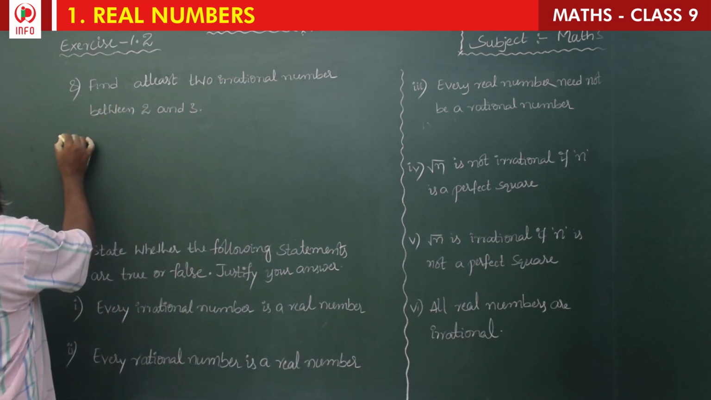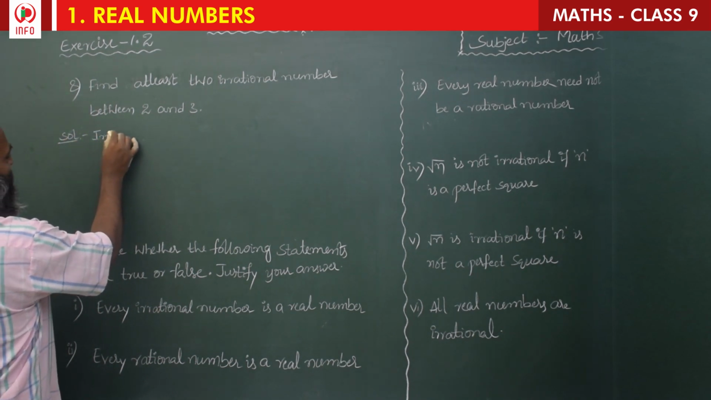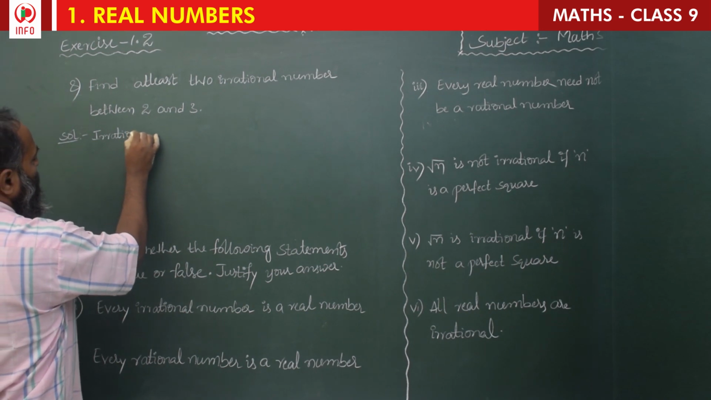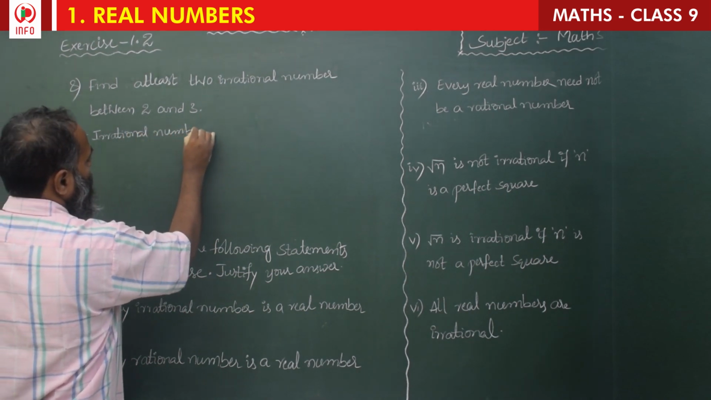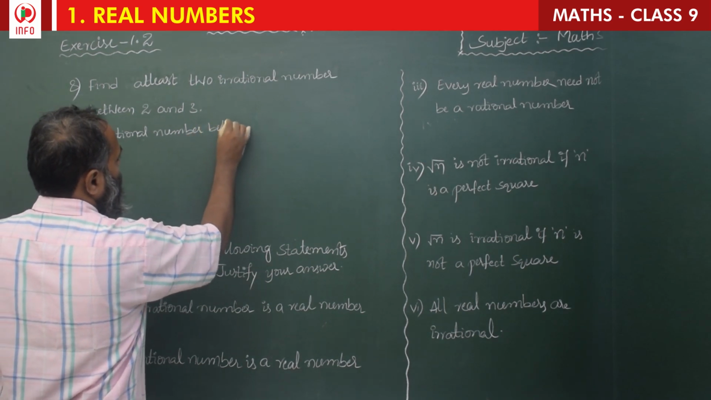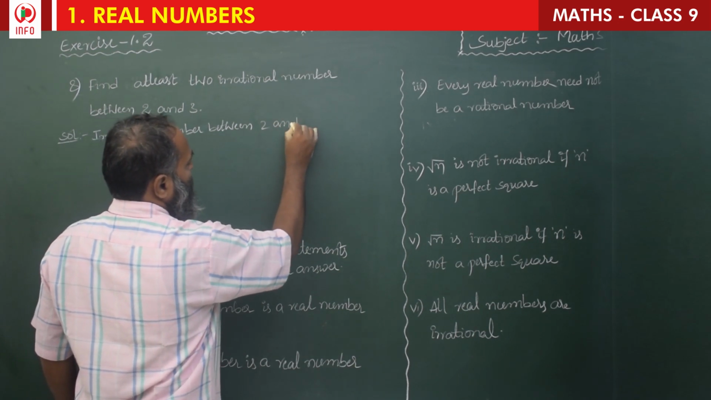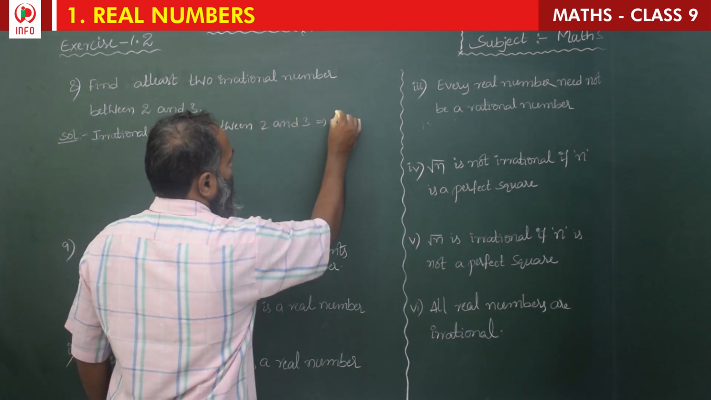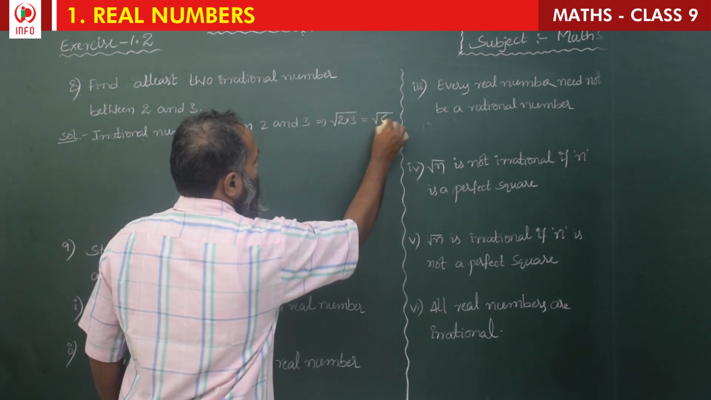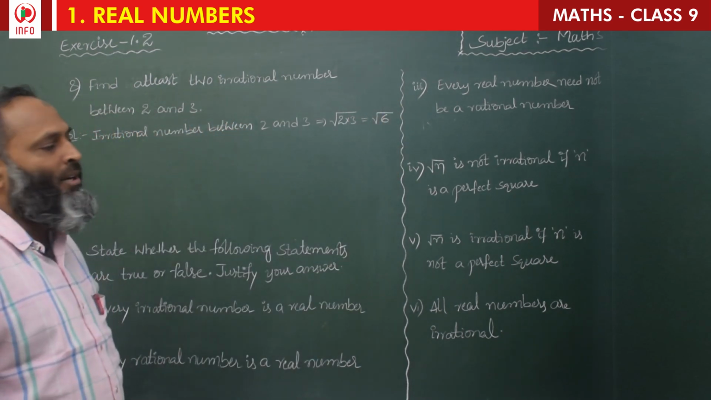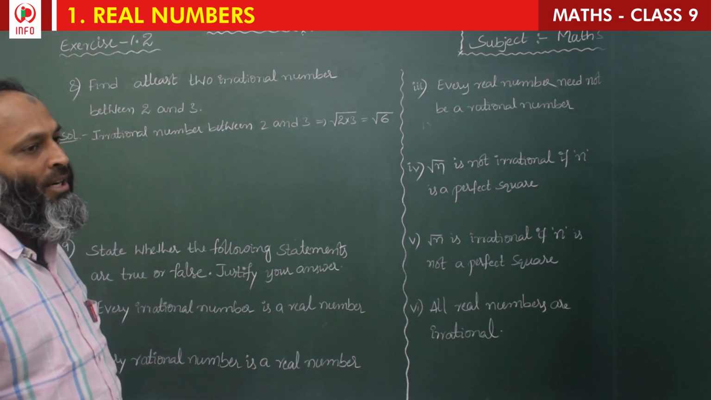So square root number, how to take? So irrational number between 2 and 3 is equal to under root 2 into 3, that is root 6. Root 6 is an irrational number between 2 and 3, and also one more irrational number.